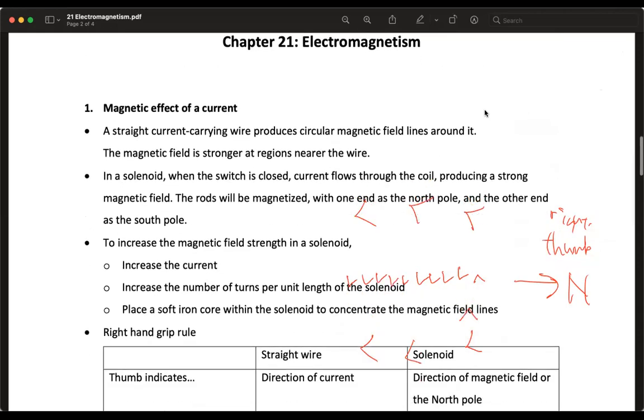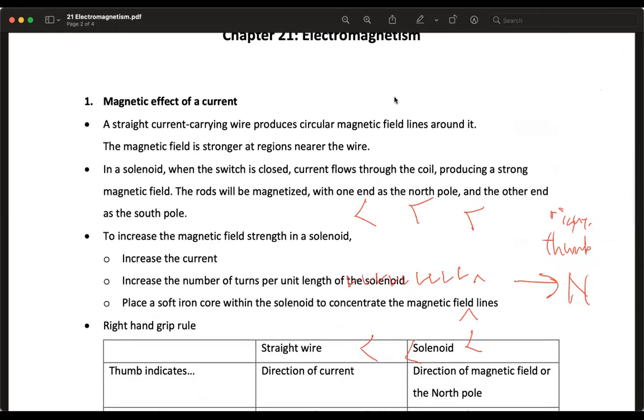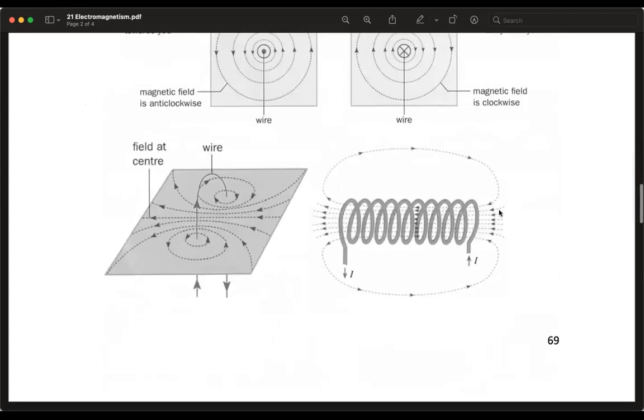Okay, so let's continue. As you can see over here, in a solenoid, the current will flow through the coil, producing a strong magnetic field. That is provided there's a rod inside. If there's no rod inside, you also still produce a magnetic field, just like there is a magnet inside the solenoid. Clear so far? So if this is the north pole, this will be the south pole. I think this diagram is drawn wrongly. Y'all hold on for a while.